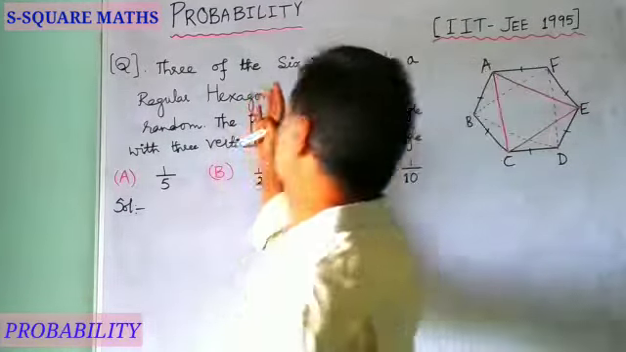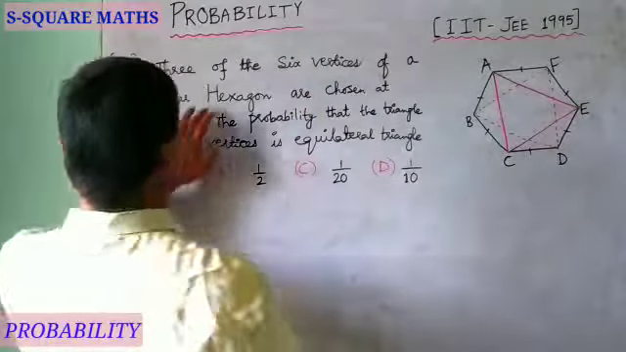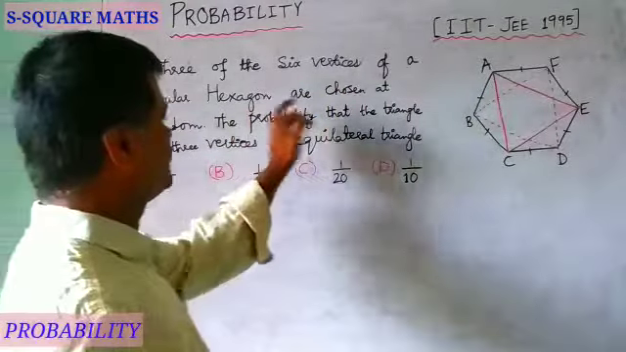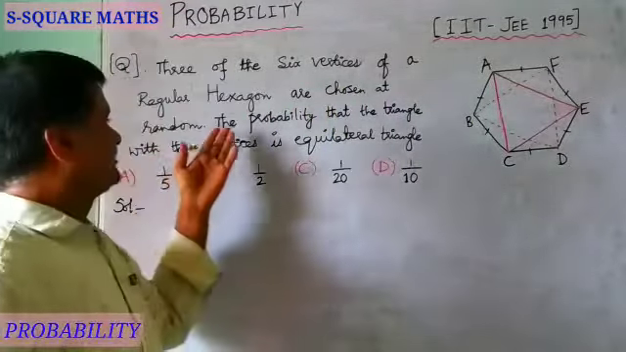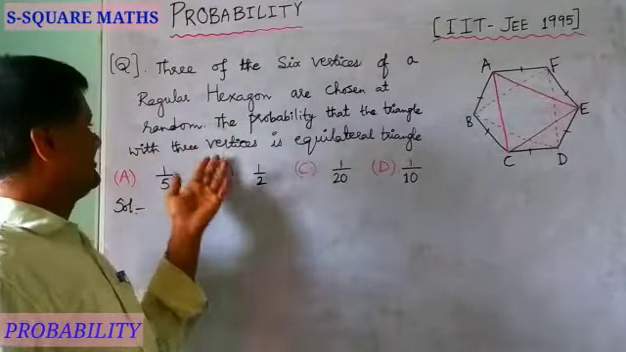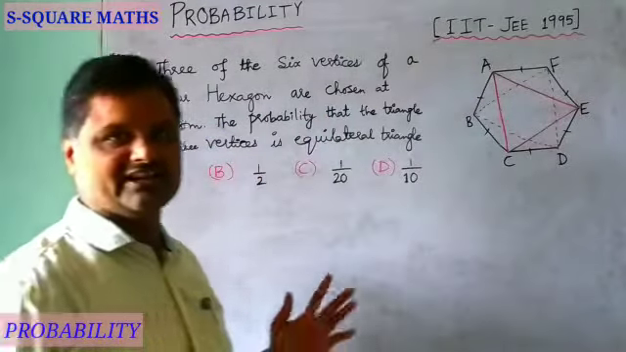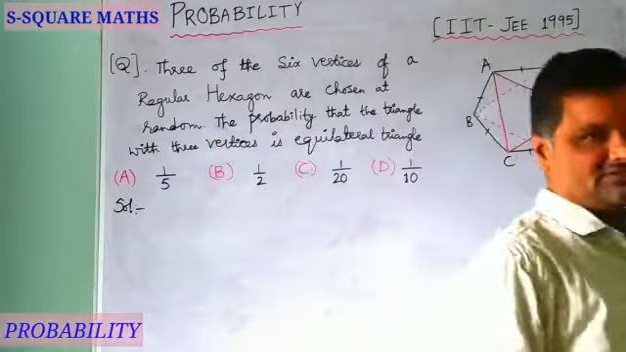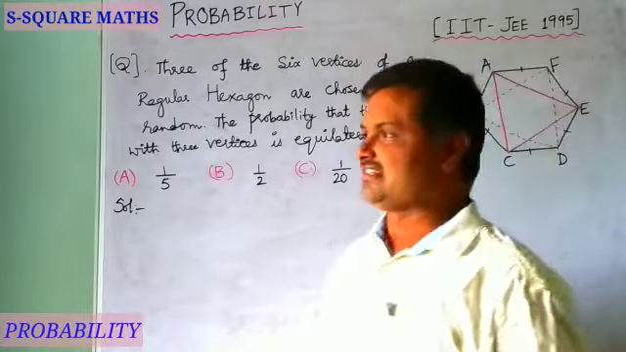Three of the six vertices of a regular hexagon are chosen at random. The probability that the triangle with the three vertices is an equilateral triangle, we have to determine. So here our figure is a regular hexagon.